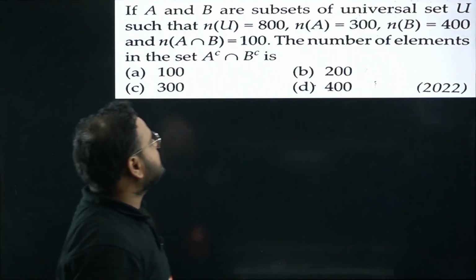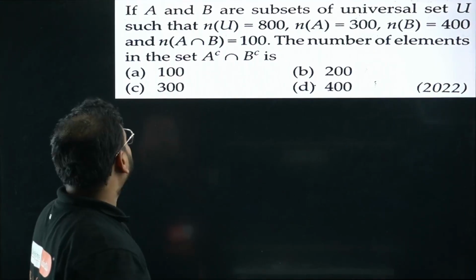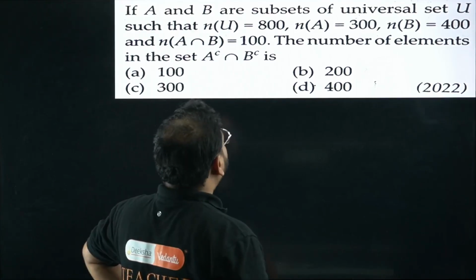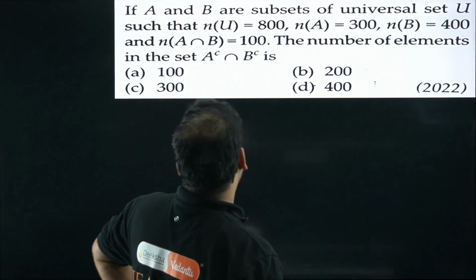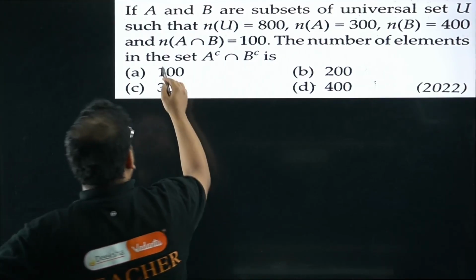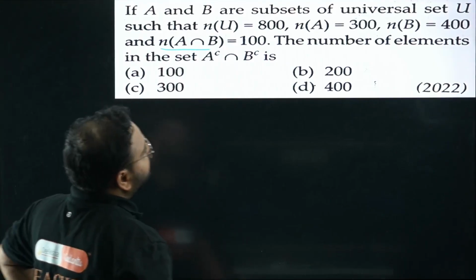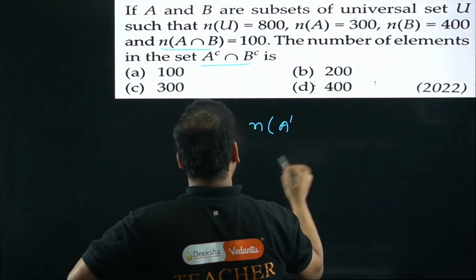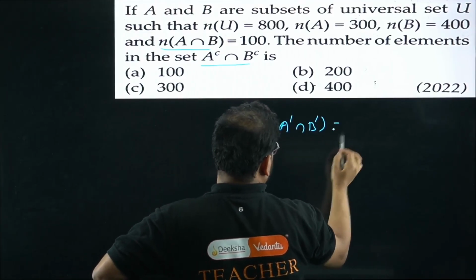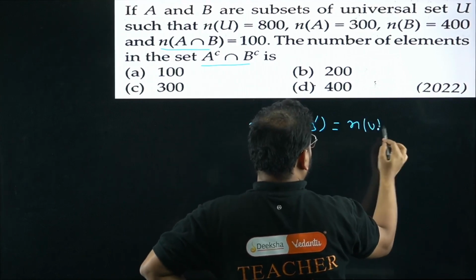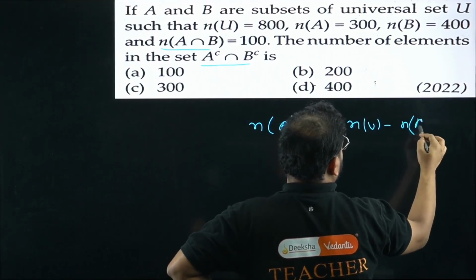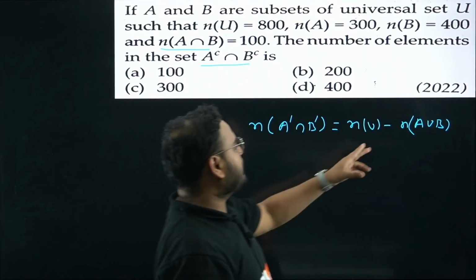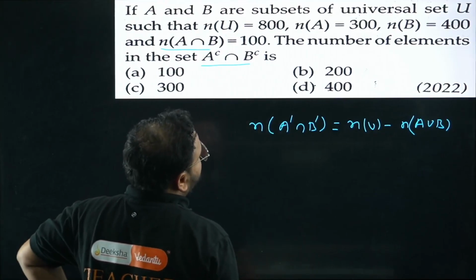Next question. If A and B are subsets of universal set U, such that n(U), the number of elements in the set U, is given as 800, n(A) is 300, n(B) is 400, and the cardinal number of A intersection B is 100, the number of elements in A complement intersection B complement, we know this is going to be n(U) minus n(A union B). That's the formula, right? Can you find n(A union B)? Yes, you can do that.